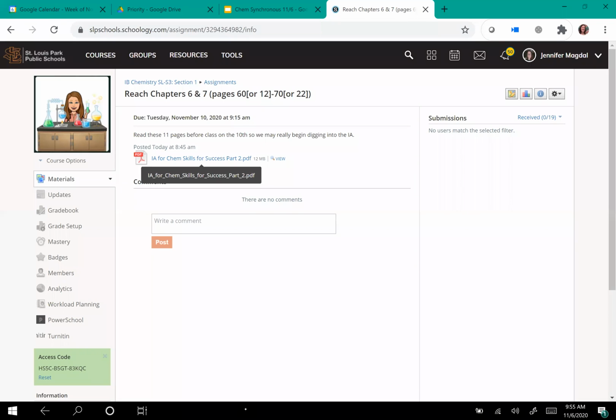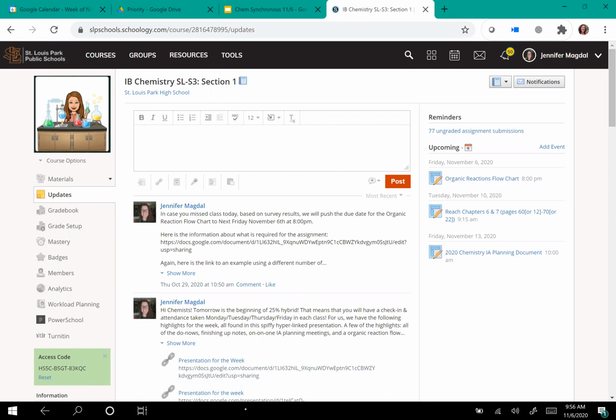Sorry, that should say read chapters 6 and 7. So if we go back to our updates here or to the materials, over on this section, we see that the organic reactions flowchart is due today at 8. We are going to read chapters 6 and 7, which, oh my goodness, sounds like a lot. It's just 11 pages and it is a lot of pictures.